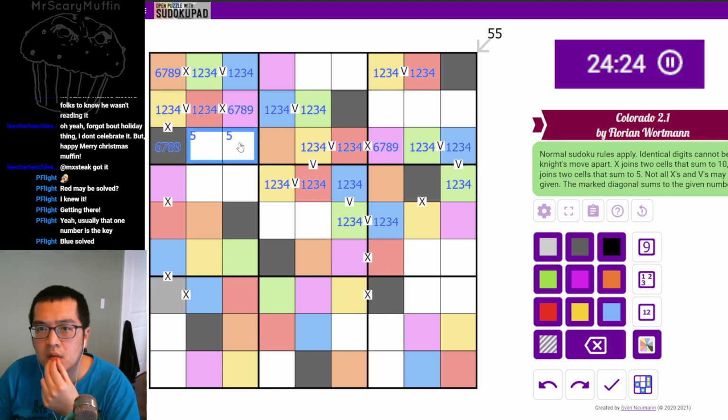Wait. Oh, one of these is light gray. And then the other color is 5. Wait, what color are we missing in here? We're missing a green in here. Okay, we're missing green and the 5 in here. We're missing light gray and a 5 here.